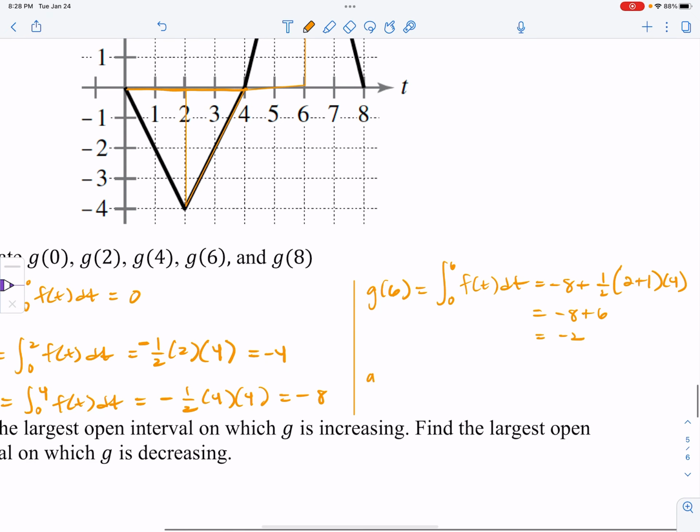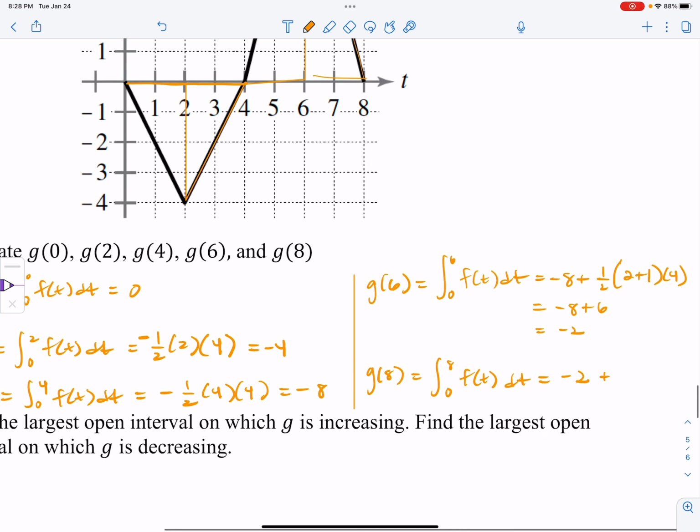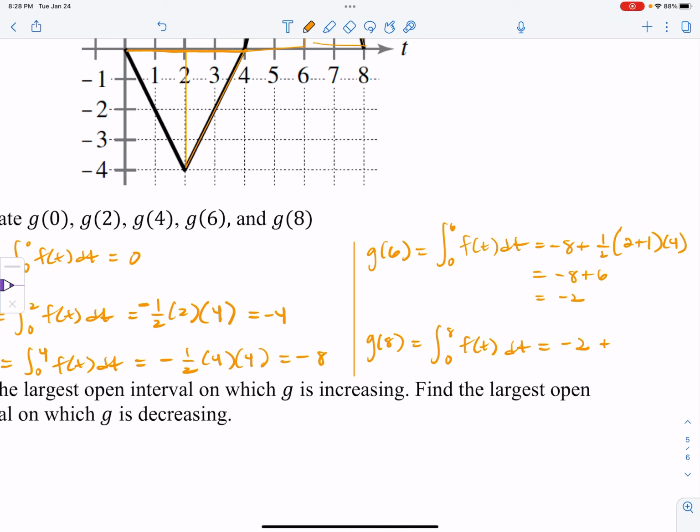And then g of 8, okay, well that allows us to just take -2 and add the area of this trapezoid, which looks like it is the exact same, so +6. So it ends up being an area, the definite integral from 0 to 8, or g of 8, will be +4.